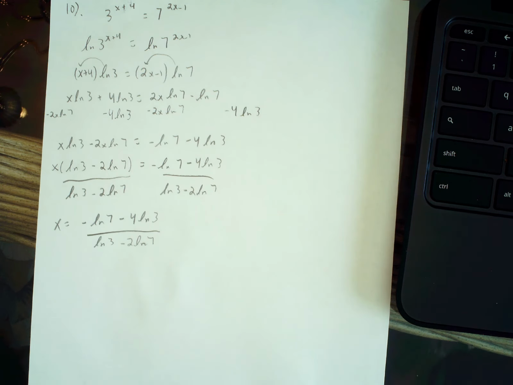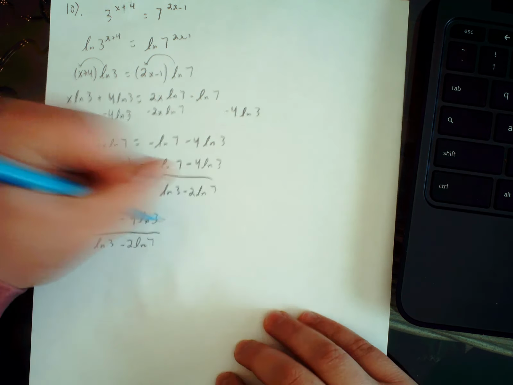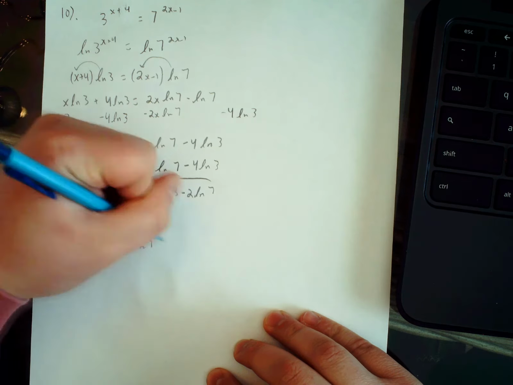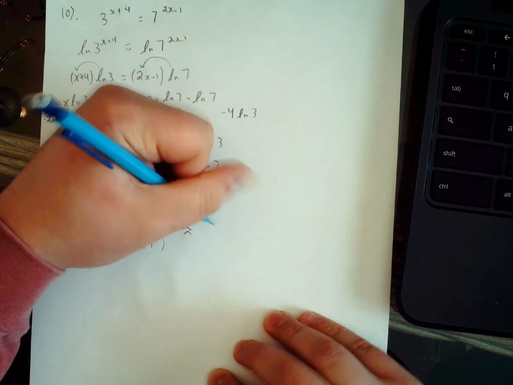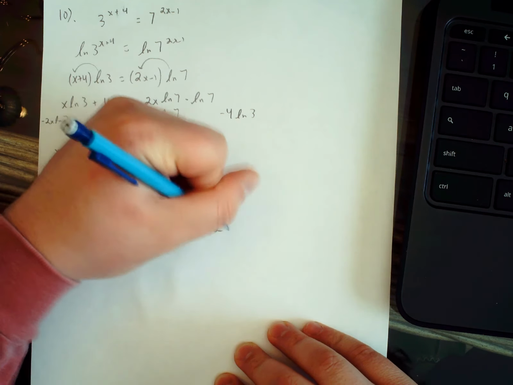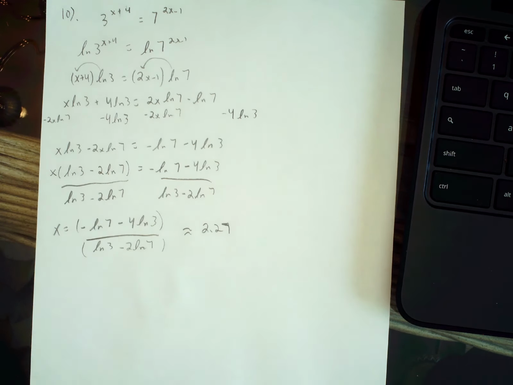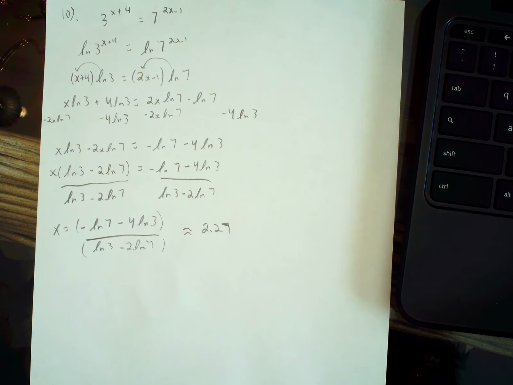So there's your x. You can type it in a calculator, or you can leave it like that. Make sure if you use a calculator to type it in, you put it in parentheses. And it should come out to about 2.27. And there you go. Negative ln 7 minus 4 ln 3 all over ln 3 minus 2 ln 7. And that is number 10.